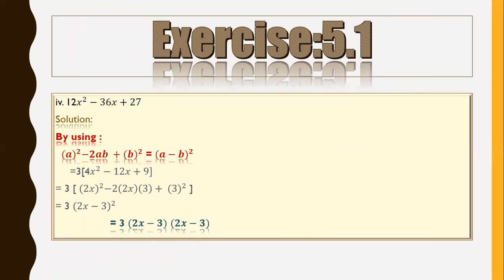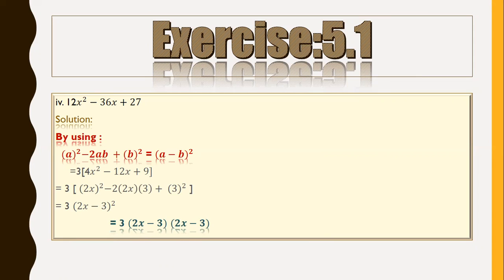The remaining terms will be 4x square minus 12x plus 9. Now you see easily that 4 is the square of 2 and same 9 is the square of 3. After taking common, we can find the terms which are the square of numbers. Now 4x square, 4 is the square of 2. So instead of this, we write (2x) whole square minus 2ab, 2 into 2x into 3, plus 9, and 9 is the square of 3, 3 square.